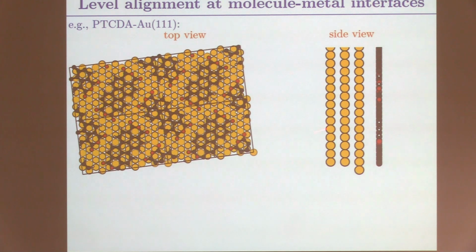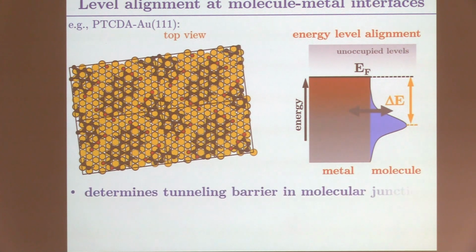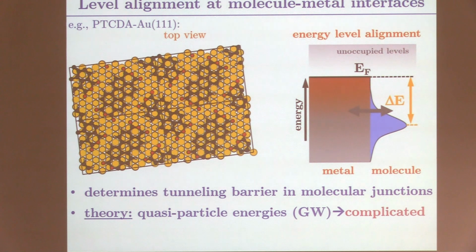What is level alignment? I've been emphasizing these PTCDA on gold or silver surfaces. We can look at it from the top or from the side. Looking at it from the side, we can draw an energy level diagram. We have the states in the metal surface, and then we have the molecular resonances that appear at the surface. And those are separated by an energy from the Fermi level. Now, that energy determines the tunnel barrier in molecular junctions, as you all know.